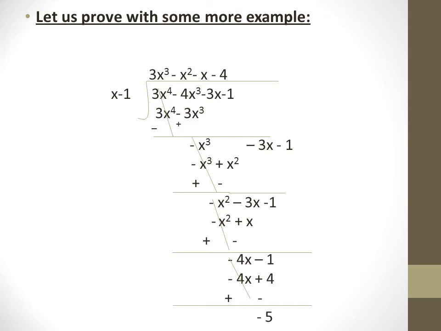Write 3x cube in place of the quotient and multiply this new quotient with the divisor, and write it below the dividend. 3x raised to 4 will get cancelled. Subtract this now. So 3x raised to 4 will cancel out, and what you get as a new dividend, or remainder, is minus x cube minus 3x minus 1. Treat this as the new dividend. What is the first term in the new dividend now? It is minus x cube.